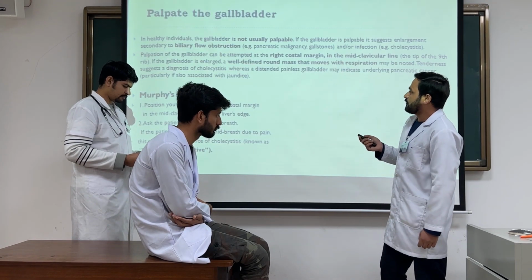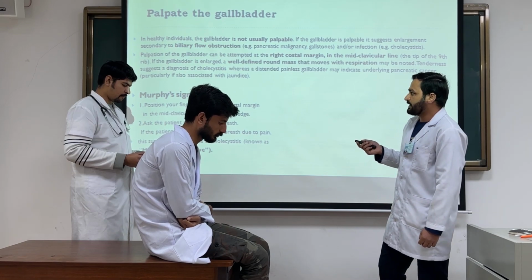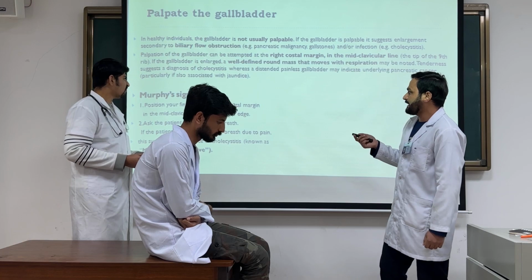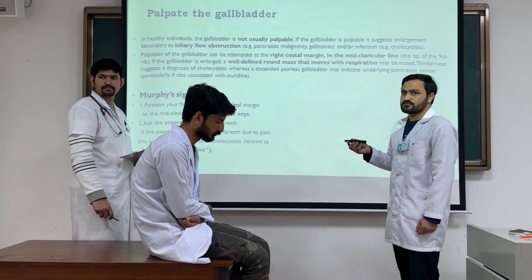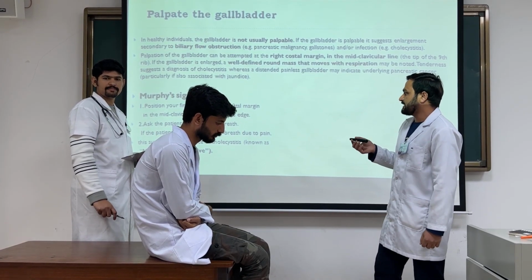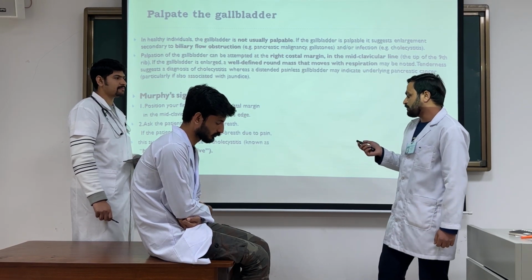Then we will go for palpation of the gallbladder, and then we will check the Murphy sign. Position your finger at the right costal margin in the mid-clavicular line at the liver edge. Ask the patient to take a deep breath. If the patient suddenly stops mid-breath due to pain, this suggests the presence of cholecystitis, known as Murphy sign positive.